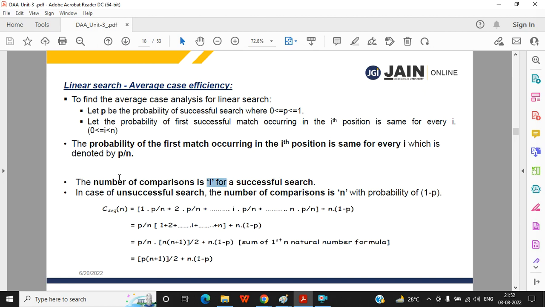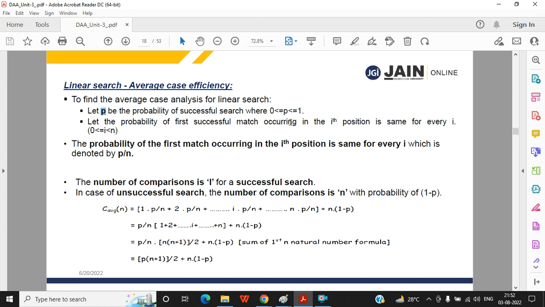See, you have an array and you are going to find an element. Now we assume that P is the probability of finding that element in the array. Now, what will be the range of P? We know that probability ranges from 0 to 1. So, how many elements are there in the array? N elements.